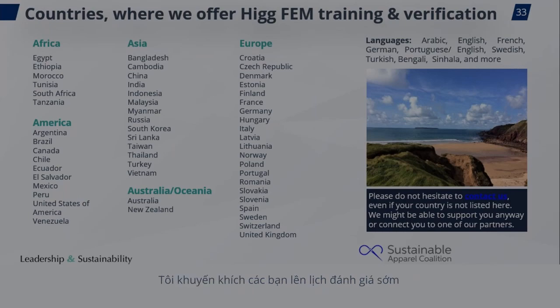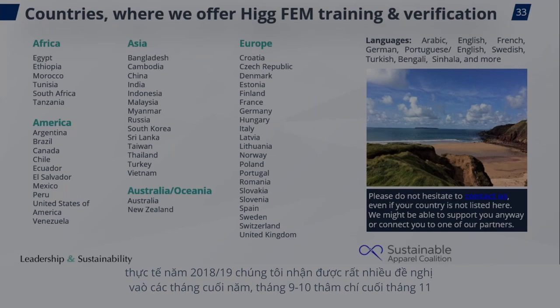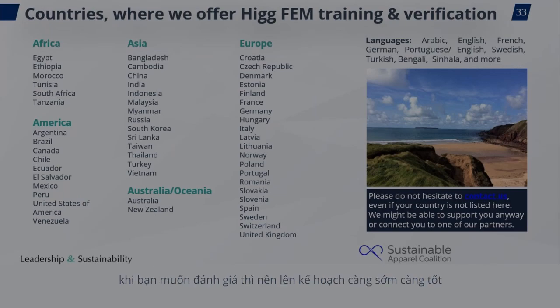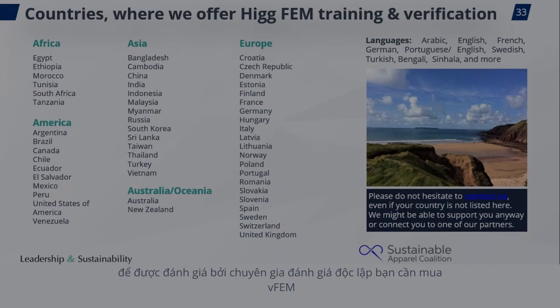I also want to encourage you to begin to plan your verifications quite early. In our experience over the past two years, 2018 and 2019, we got a lot of requests towards the end of the year, in September, October, November, and even mid-December, for on-site verifications. It is very difficult to plan on such short notice, and then the calendars are mostly quite full as well. So it would be really helpful if you could plan as early as possible if you want to do a verification.